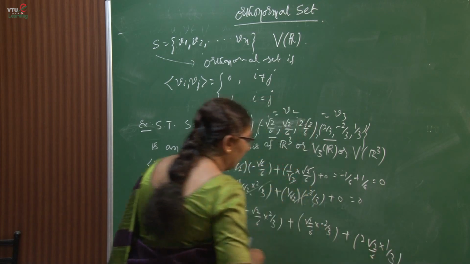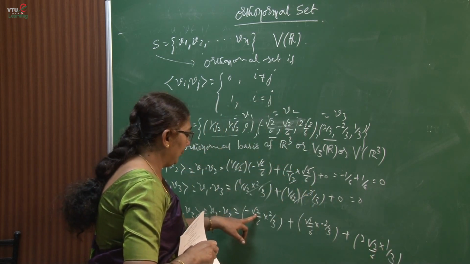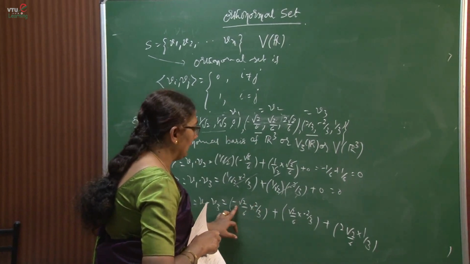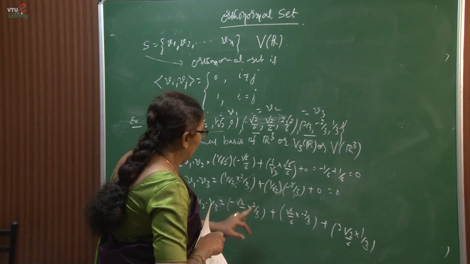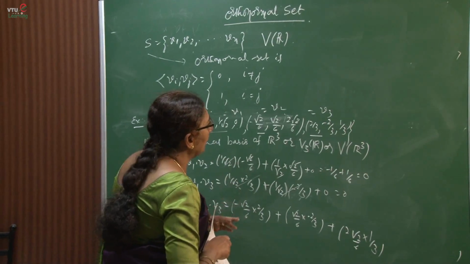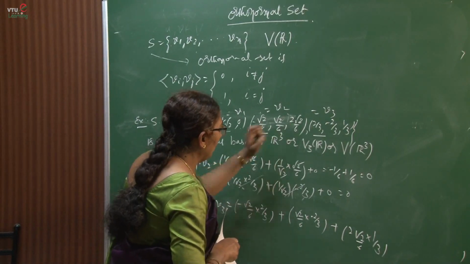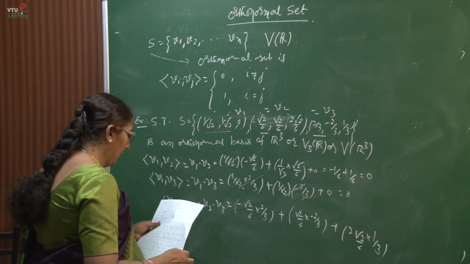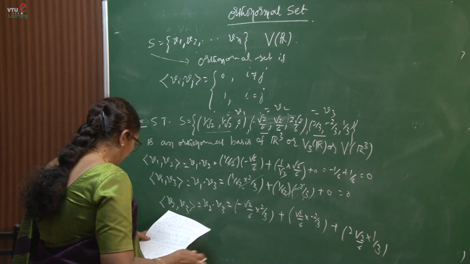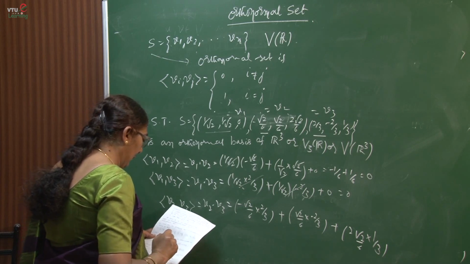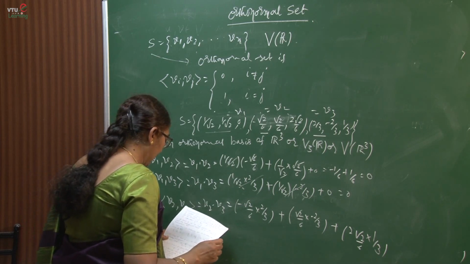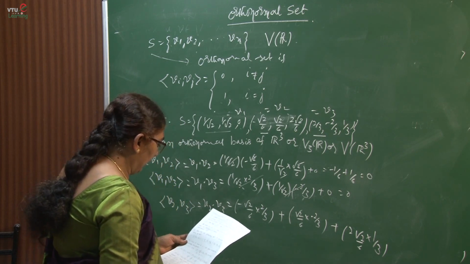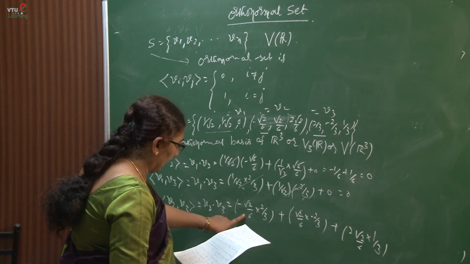See, observe carefully. 2 root 2. This is minus minus by 6. This is, actually, 1 by 2 root 2. 2 root 2 by 6. Then we have to simplify this, V2, V3. I have to simplify that. What we get actually? V2, V3. Now what we get actually?